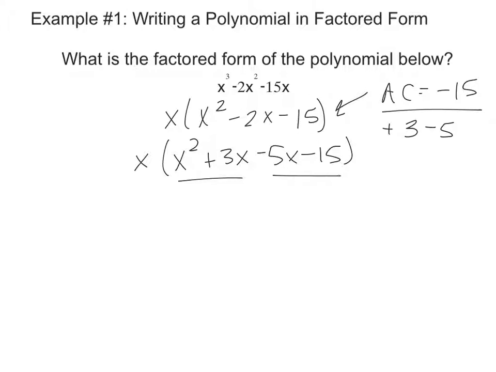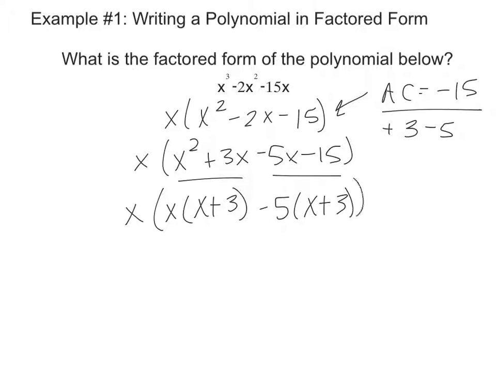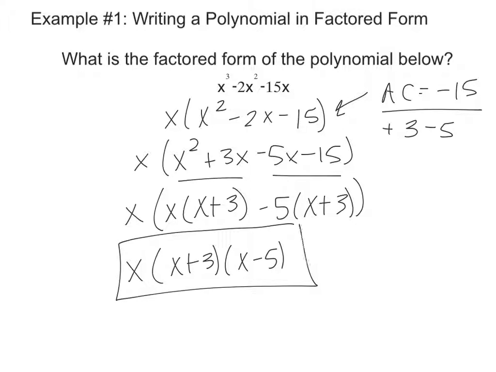Okay, group and group. X is still out there. Now we're going to find the greatest common factor of x squared and 3x. It's also x. We're left with x plus 3. The greatest common factor for the second half is negative 5, and that is also x plus 3. So our three factors are x from the very beginning, x plus 3, the duplicated factor here, and then x minus 5, which is the factor found between the parentheses. And we are done.